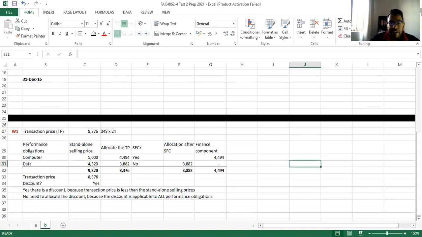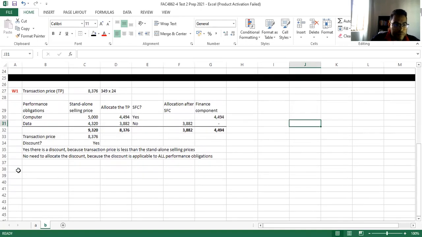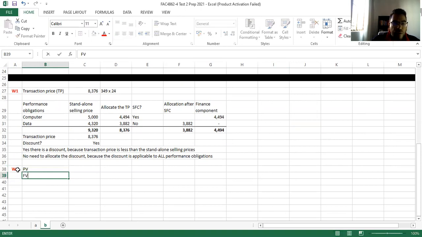Okay, so let's work out the financing component. Remember, what are we trying to work out? We're trying to work out the present value. In order to work out the present value, we're going to need the future value. We're going to need PMT. We're going to need N, and we're going to need I. So what we're trying to work out is our present value. So just take note of that.